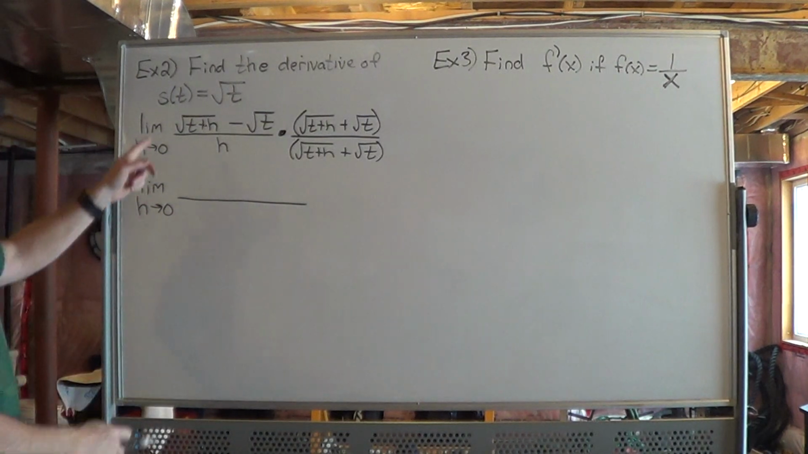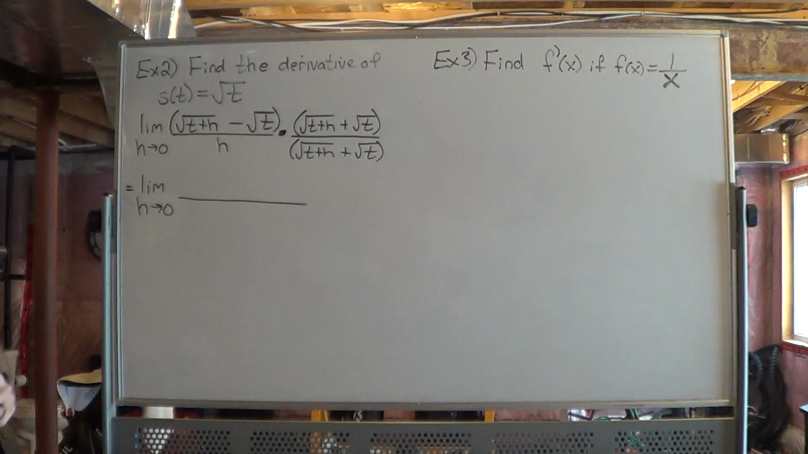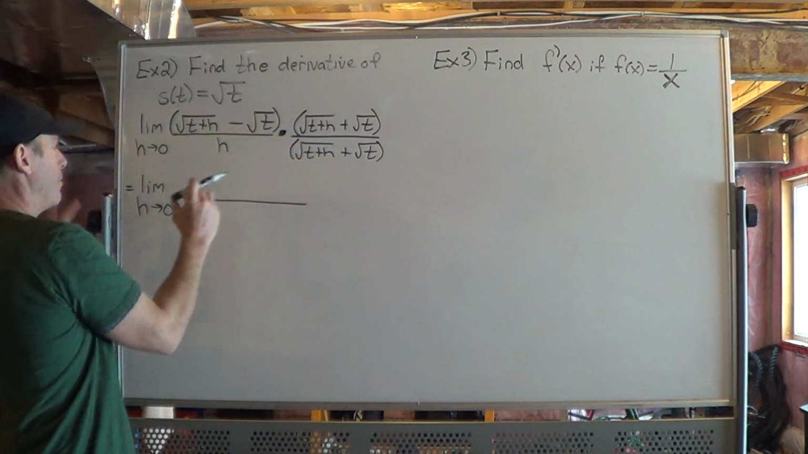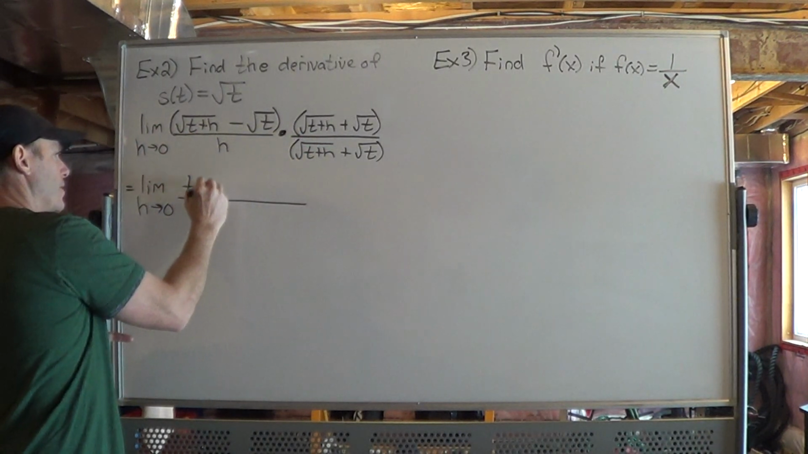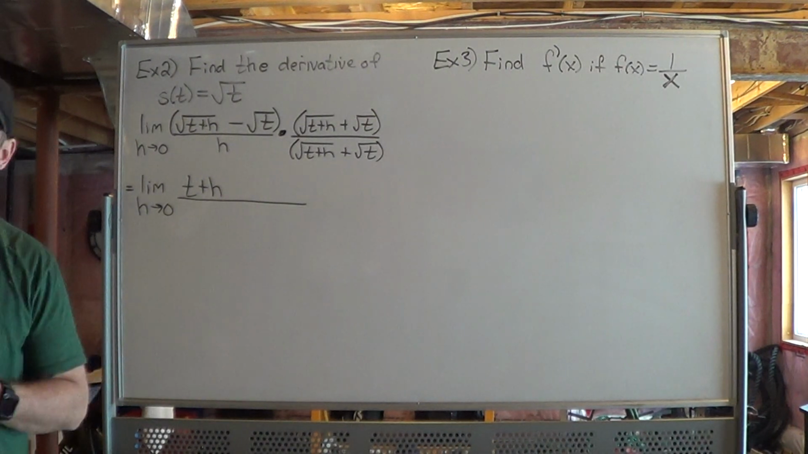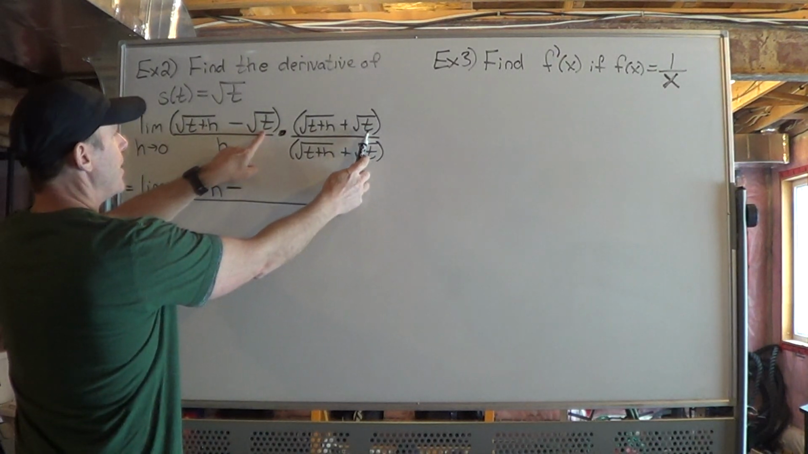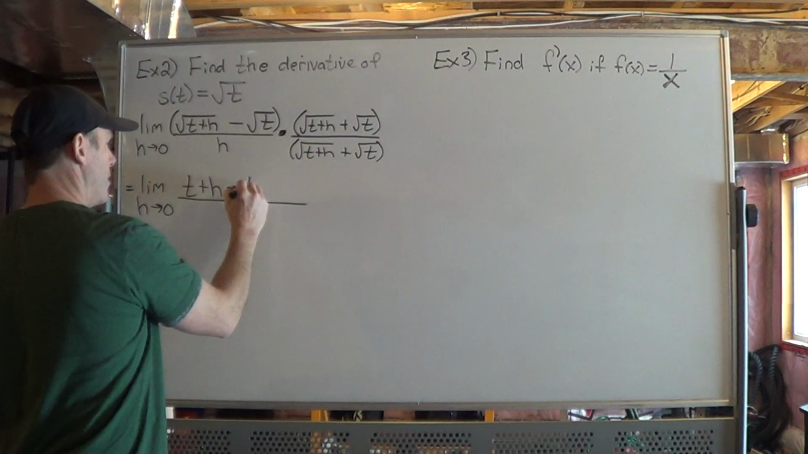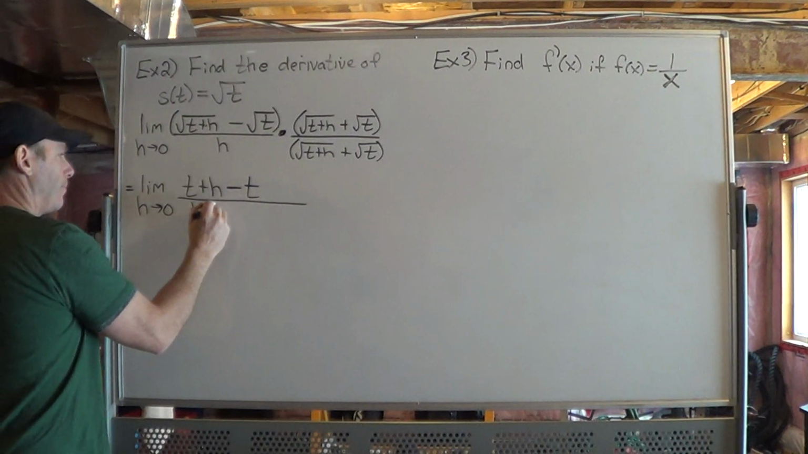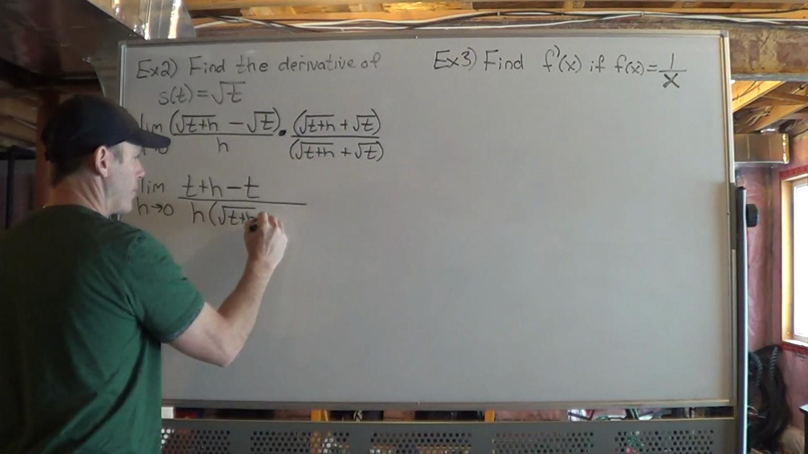My numerator, let's see, again, we have two binomials multiplying each other, and so again I'm going to use FOIL. The first one's the square root of t plus h times the square root of t plus h. Well, you just get a t plus h. And then again with FOIL, the outside and the inside ones cancel each other out. That's why we're doing this. And then we have minus the square root of t times the square root of t, which is just a t. All right, and then in our denominator, we're going to have our h times the square root of t plus h plus the square root of t.